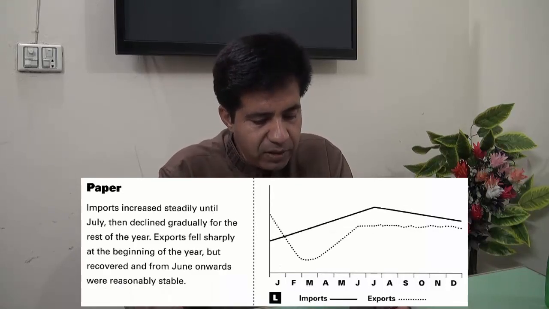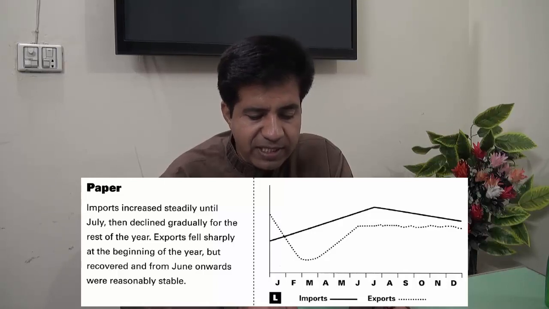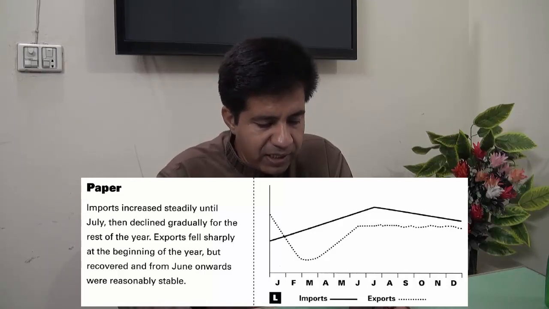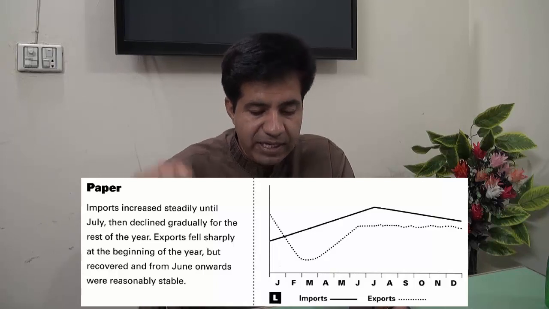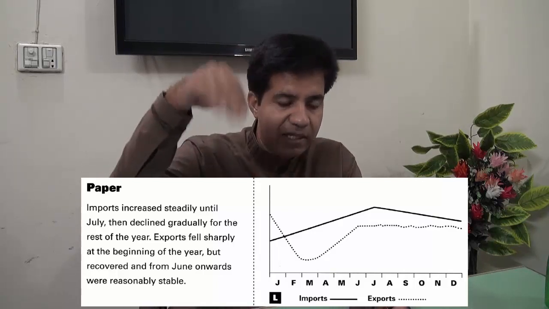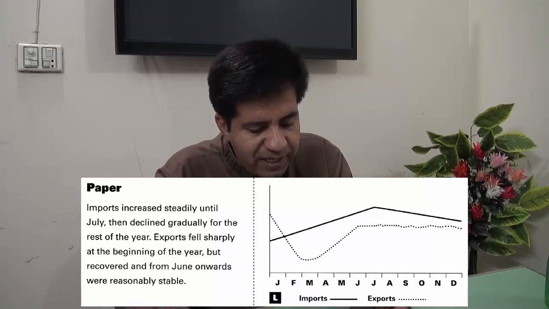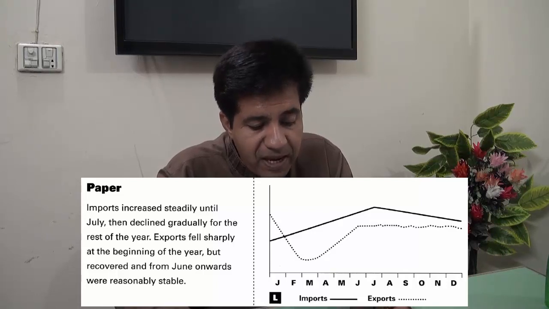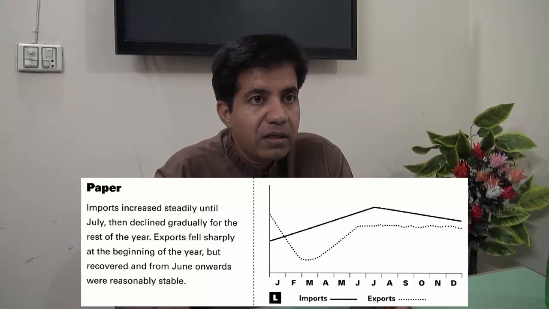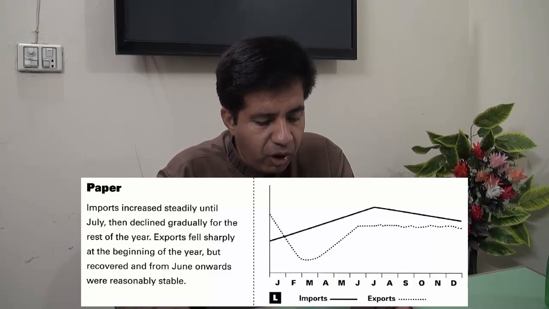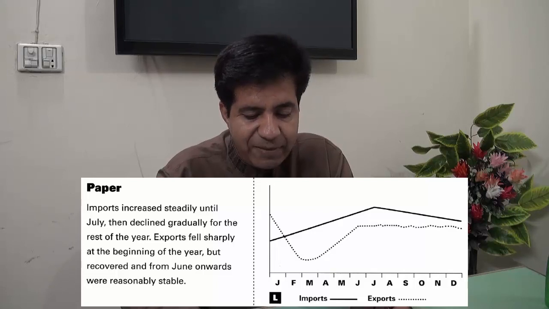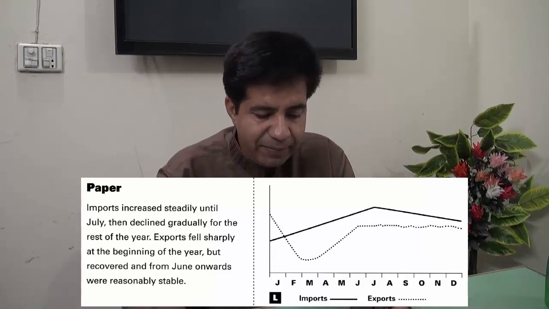Paper, last one. Imports increased steadily until July. Can you see that? Yes, sir. Imports increased steadily until July, comma, then declined gradually for the rest of the year. They declined gradually. As they inclined, then they declined. Exports fell sharply at the beginning of the year. Got it? Yes. But recovered, and from June onwards were reasonably stable.